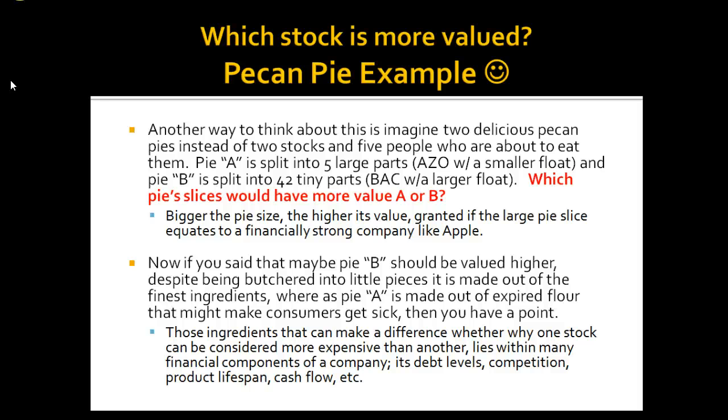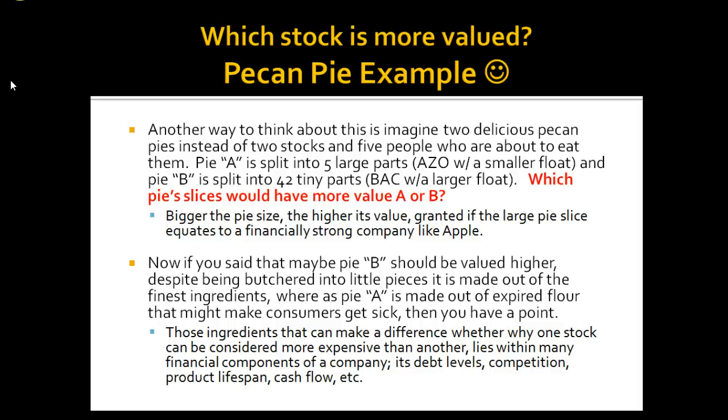Okay, so the bigger the pie size, the higher its value. Granted, if the large pie slice equates to a financially strong company like Apple, let's say. Now, if instead of pie A, you told me that you think pie B has more value, because despite it being butchered into little pieces, it is made out of the finest ingredients, whereas pie A is made out of expired flour that might make consumers get sick, then you have a point. See, that's a different way of thinking about it.